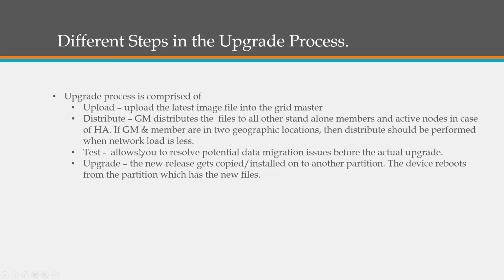Okay, so I hope you understood the concept of distribute. Basically, from the grid master, we are distributing that file or the set of files which is required for the upgrade to all the members, and if a member is HA, then it will be sent only to the active node. So now the next process is the test.